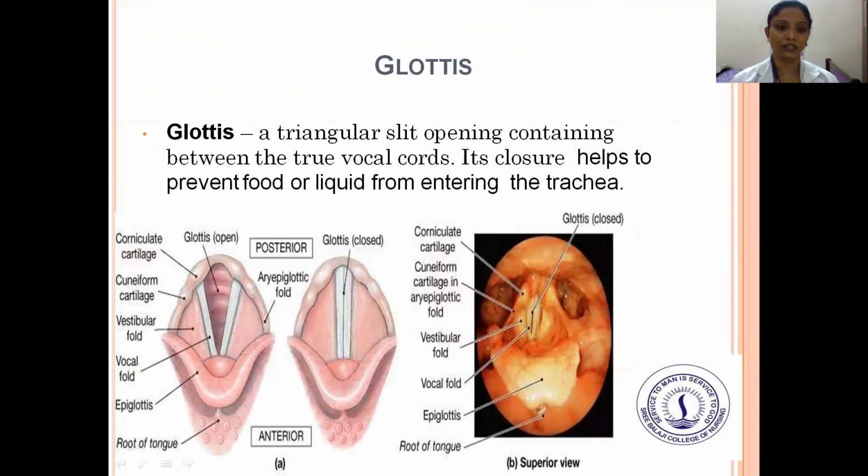Next is the glottis. The glottis is the triangular slit opening between the true vocal cords. Its closure helps to prevent food or liquid from entering the trachea. So you can see the anterior aspect and then the posterior diagram. In the anterior, you can see the glottis is closed. In the posterior, you can see it is open, where you can see the other parts, that is epiglottis, vocal cord, vestibular fold, and the root of the tongue, everything. So this is the glottis, the main thing.